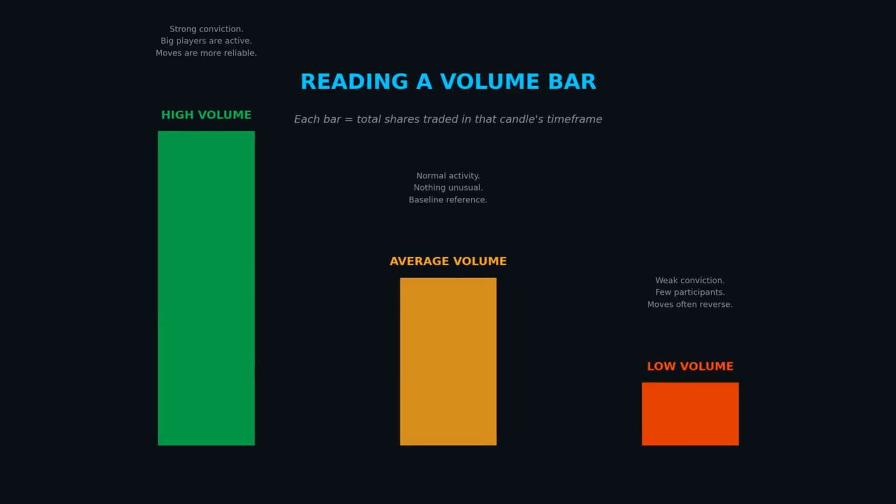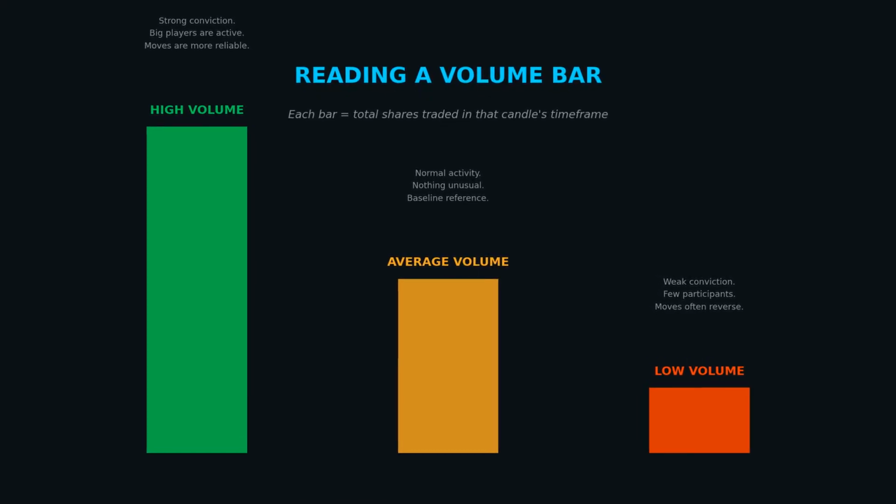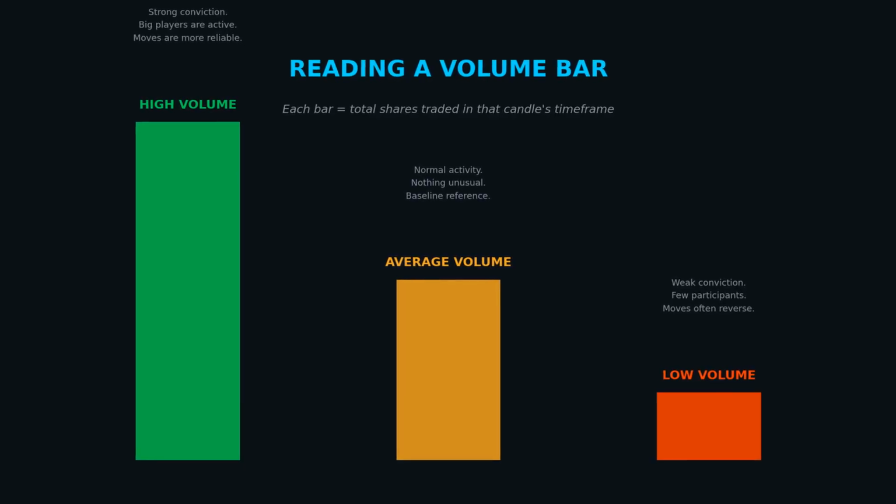Now let us put this into practice with one of the most powerful volume applications, confirming a breakout. You already know from Phase 1 that a breakout happens when price pushes through a resistance level.